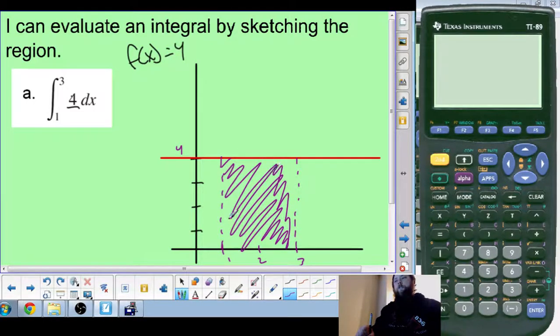We look at the shape of this region and it looks like a rectangle. And you know your area of a rectangle equals the base times the height. So in this case, your base is going to be how many units? Well, you're moving over 2 units, and your height is going up 4. So the area is actually 8.